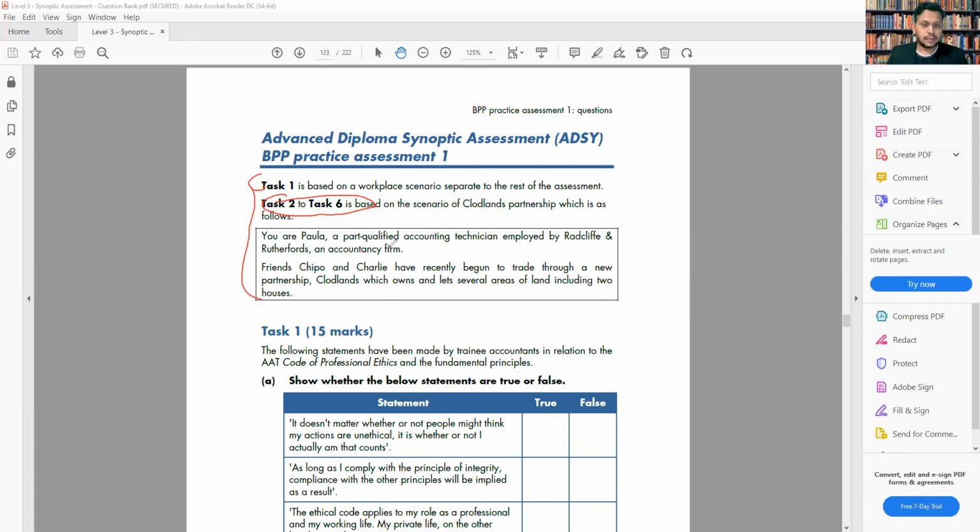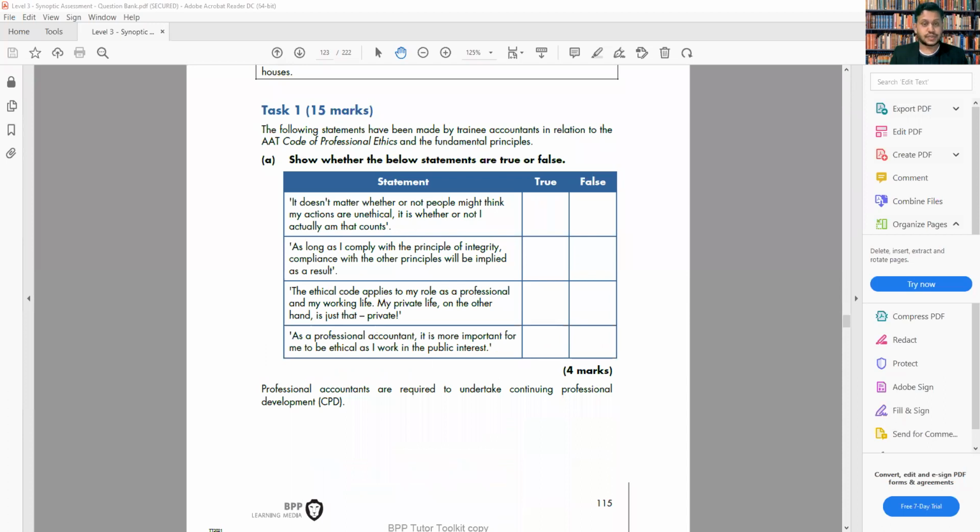It's not linked to questions 2 to 6. It says you are Paula, a part qualified accounting technician employed by Redcliffe and Rothfuls, an accountancy firm. So R&R accountancy firm, and you are part qualified, working there. Remember, if you're working there, and a question comes up on money laundering, you have to inform the MLRO, not the NCA. Friends Chippo and Shirley have recently begun to trade through a new partnership, Coldland, which owns and lets several areas of land, including 2 houses. Okay, so that means you're going to see maybe some land, including 2 houses. That's absolutely fine. So let's move on to the first question that is not linked with the other questions. The first question, 15 marks, is completely separate and not relevant to questions 2 to 6. So let's have a look at the first one.